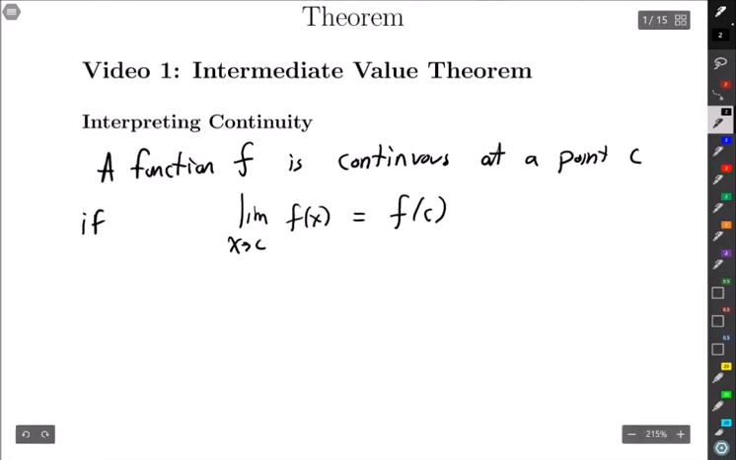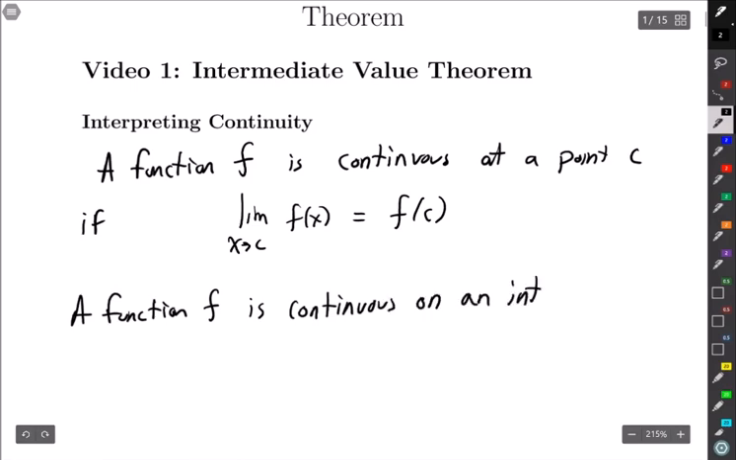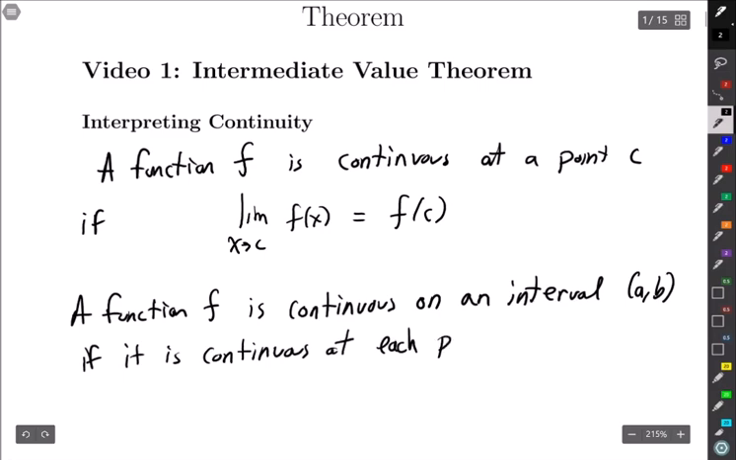And in addition, we said that a function is continuous on an interval if it is continuous at each point of that interval.